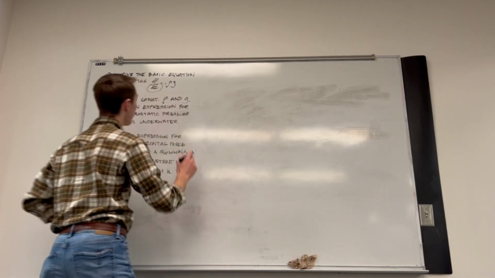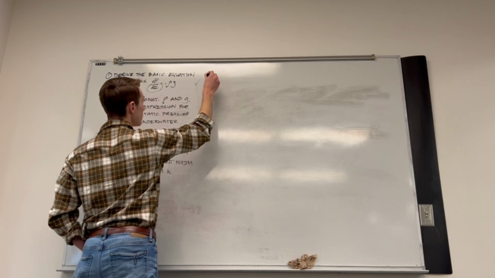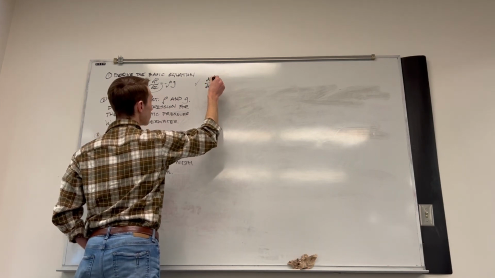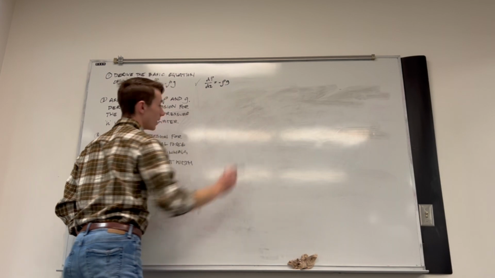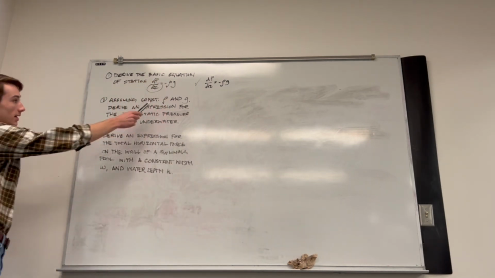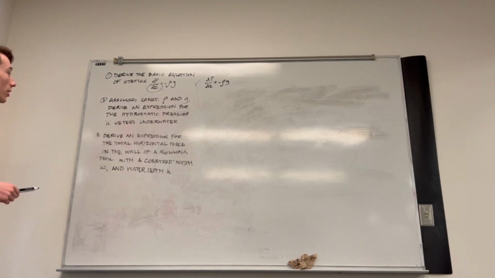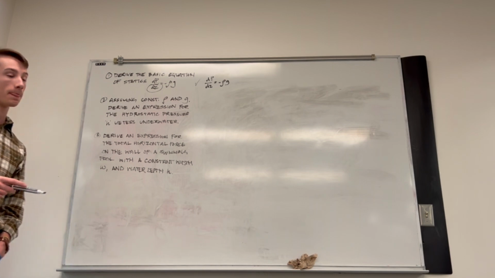All right, so we've derived this first equation: dP/dz equals negative rho g. Now that's going to be our starting point for our second question. Assuming constant density and gravity, derive an expression for the hydrostatic pressure H meters underwater.